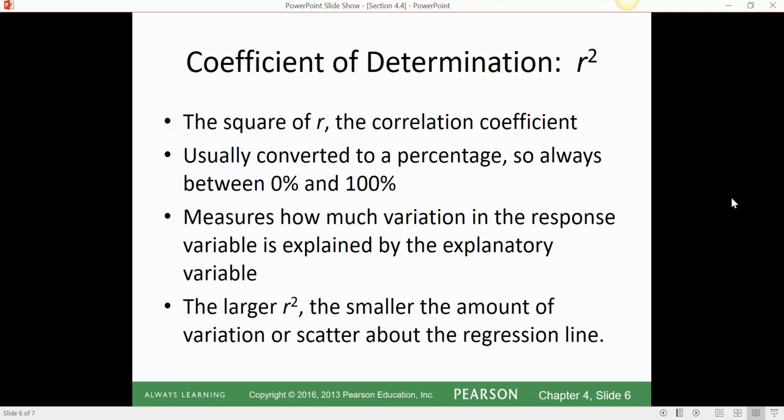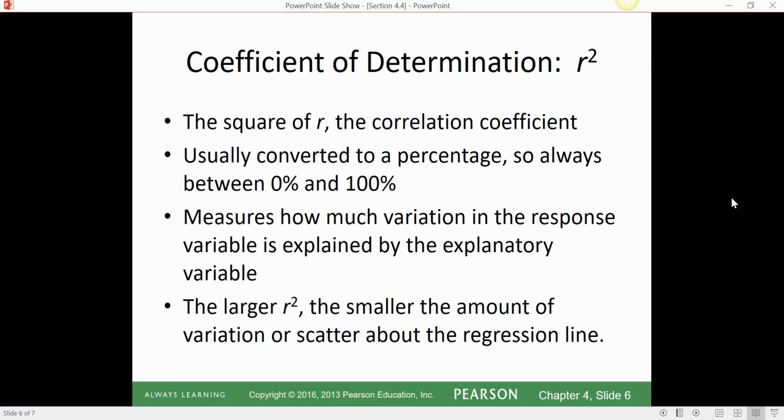So then another big idea in this section is looking at the coefficient of determination, right? So we looked at the coefficient of correlation, just R. If we take R and square it, we get what's called the coefficient of determination. Usually we convert this value to a percentage, so it's always between 0 and 100%, and in decimal form, R squared is always between 0 and 1.